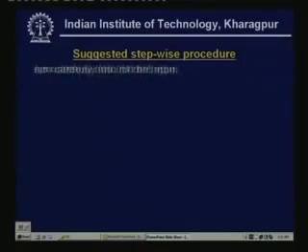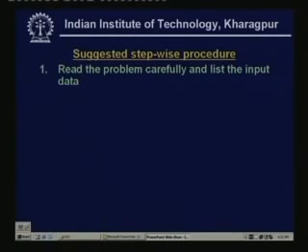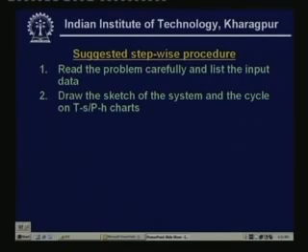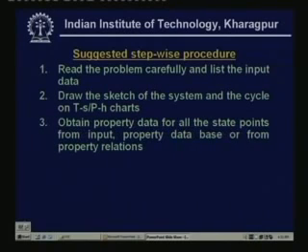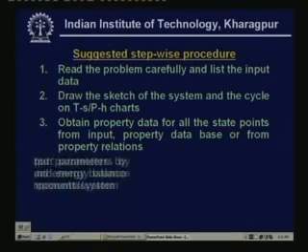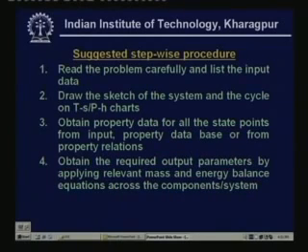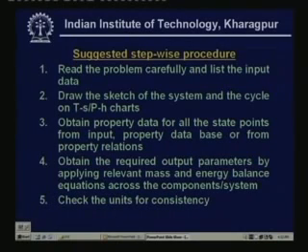The first step is obviously you have to read the problem carefully and list the input data, and the second important step is you draw the sketch of the system and the cycle on TS or pH charts and label all the state points. And step 3 is obtain property data for all the state points either from the input or from property database or from property relations. And step number 4 is obtain the required output parameters by applying relevant mass and energy balance equations across the components or system. Finally, you have to check the units for consistency.